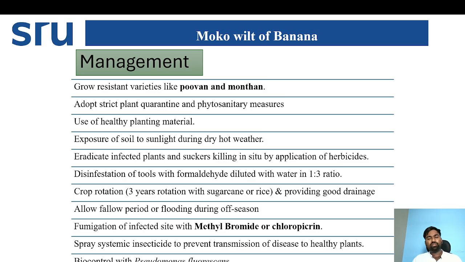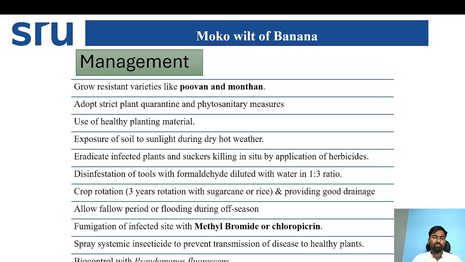Use of healthy planting material, and exposure of soil to sunlight during dry hot weather, that is, go for deep summer plowing and soil solarization activities in the months of May and June. Eradicate the infected plants and suckers, killing them in situ by application of herbicides, which will avoid the infection. Disinfect the tools with formaldehyde, like when we are removing banana suckers or doing any agricultural activities.